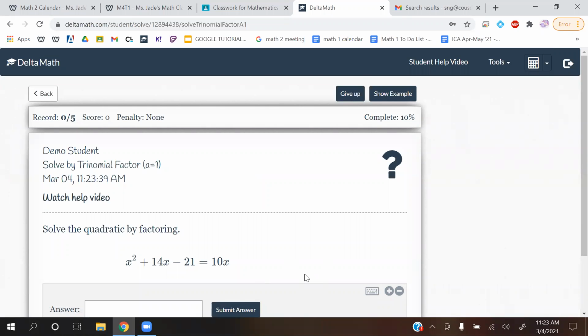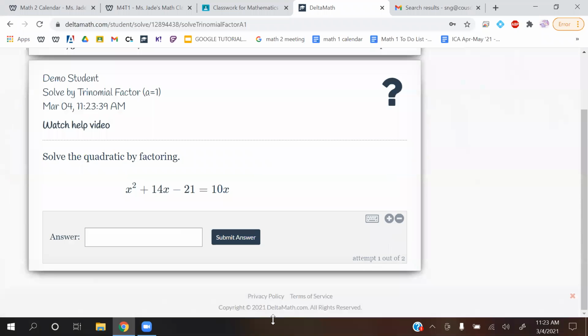Okay, so for this one, we're going to solve the quadratic by factoring. Let me annotate. Okay, so our first step is we want to make this equation equal to 0. So I'm going to do that by subtracting 10x. So we get x squared, and then the 14x minus 10x gives us plus 4x. And then the minus 21 is still just a minus 21 equals 0. So now we have a quadratic equal to 0. So your first step is to set it equal to 0, okay?